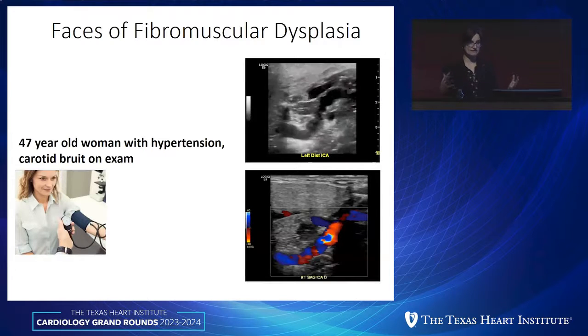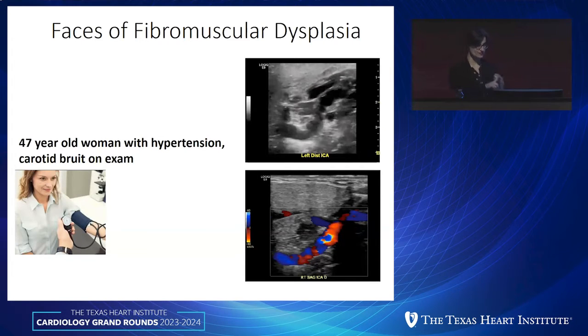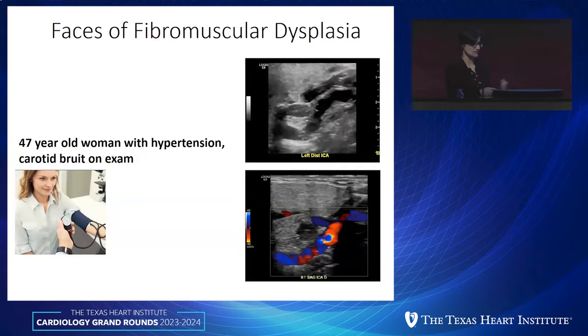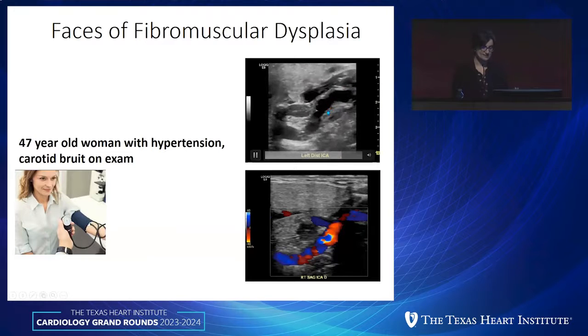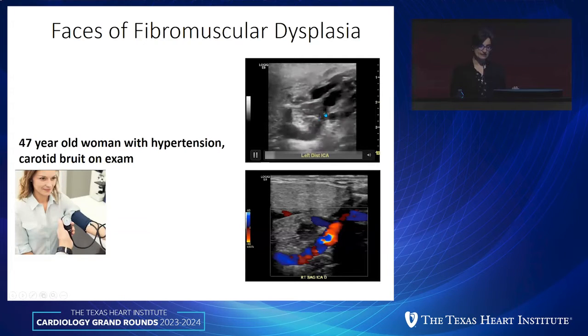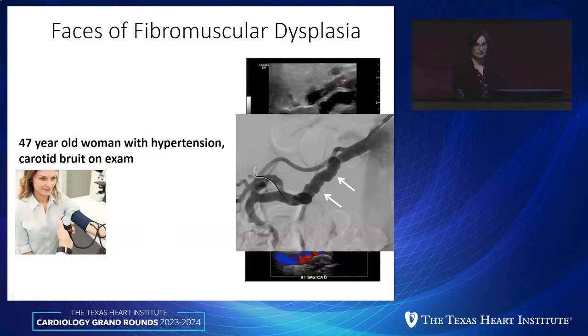And I have a family that I follow to use as an example of this. So there's going to be 3 sisters. This first sister is your typical FMD patient, a 47-year-old woman with hypertension and a carotid bruit on exam. She gets a duplex. You can nicely see on B mode, there's some beading of her mid to distal artery and then the turbulence that goes along with it. She ended up getting a renal angiogram, which also showed multifocal FMD.